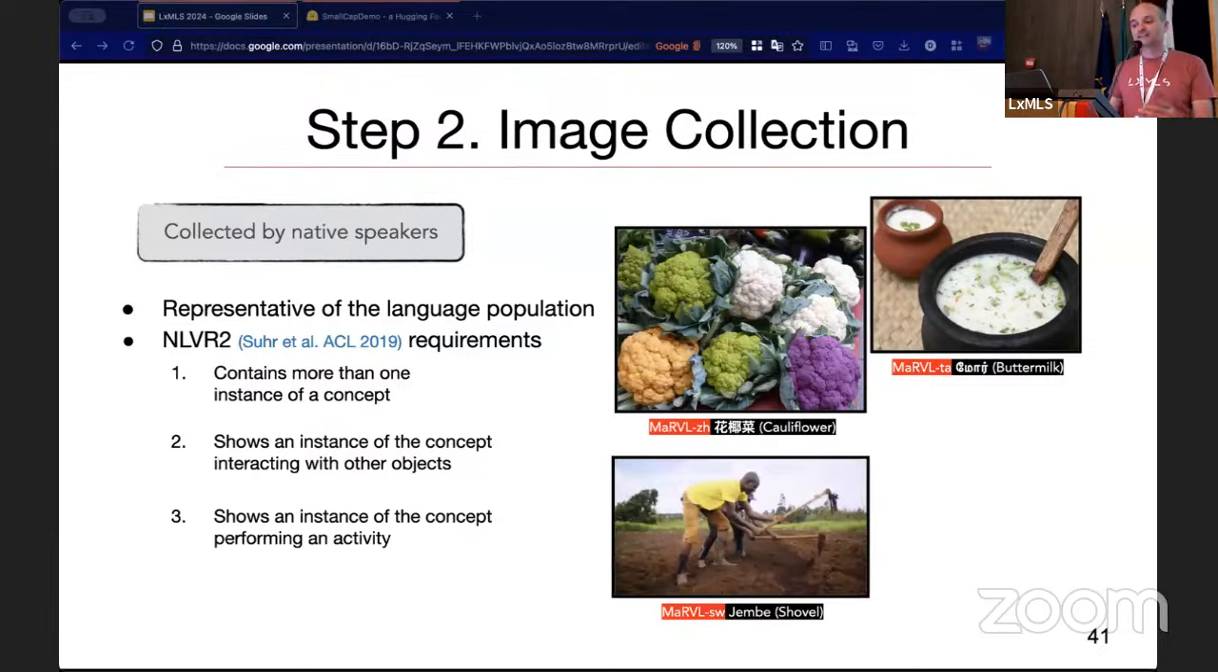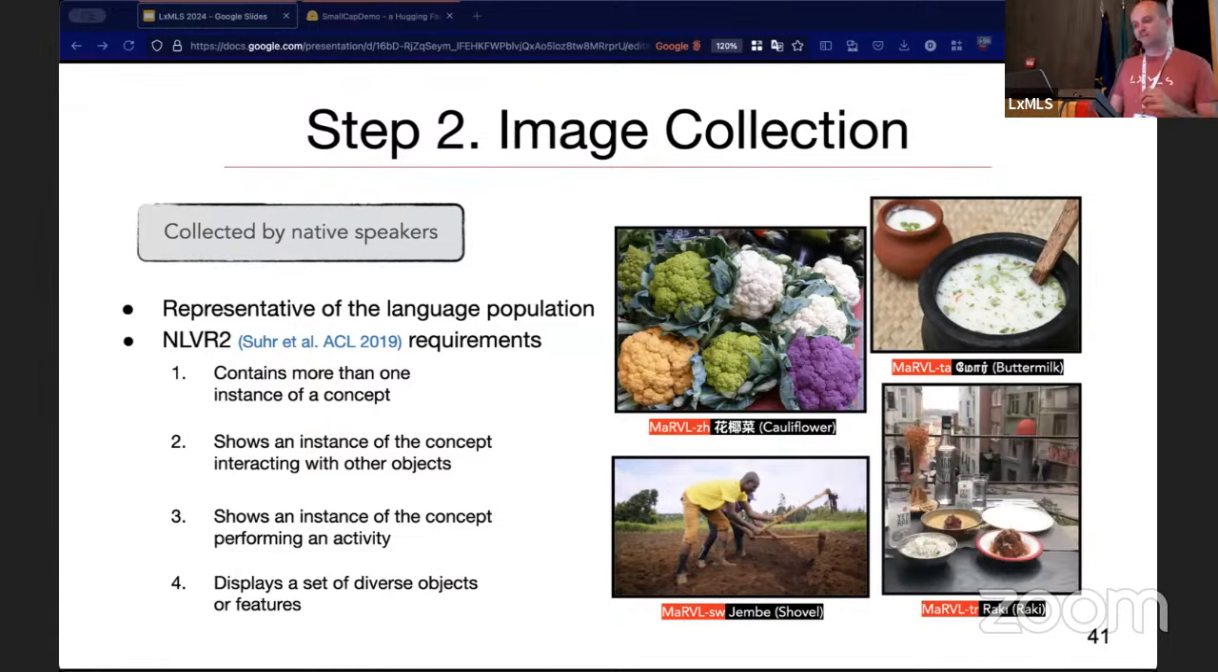Also, we should probably have an instance where the concept is performing an activity. This is an example here from Swahili of a particular type of shovel. Or maybe it should be displayed with a more diverse set of objects. This is an example here of raki, which I believe is a very strong alcoholic drink consumed in Turkey. If we had collected just an image of a bottle of raki, this wouldn't tell us much about what this drink is commonly associated with. But now here we can see some other food type objects and that you might eat it whilst looking at a nice view over a city.